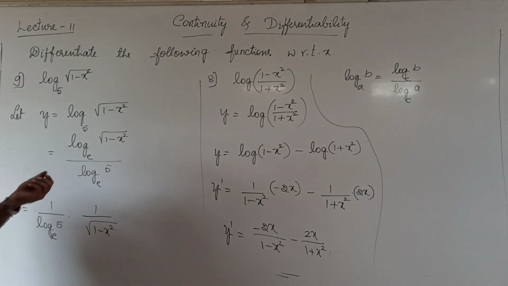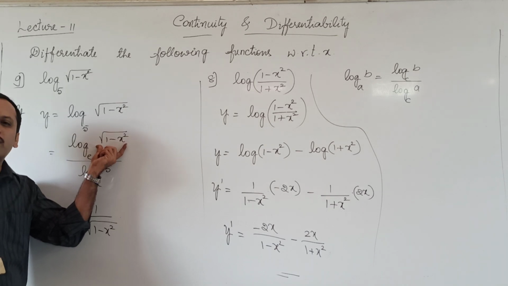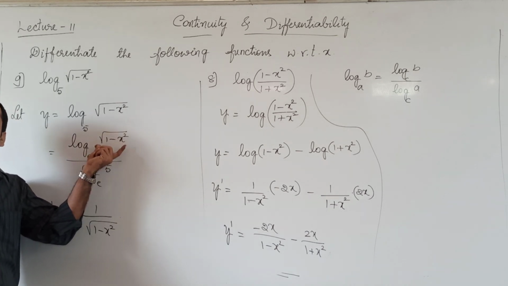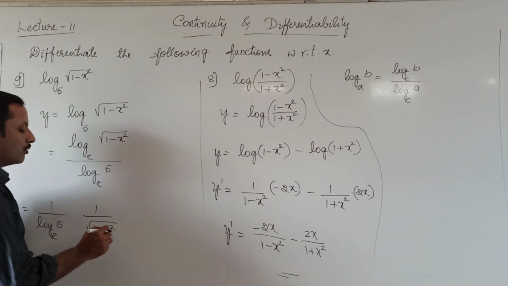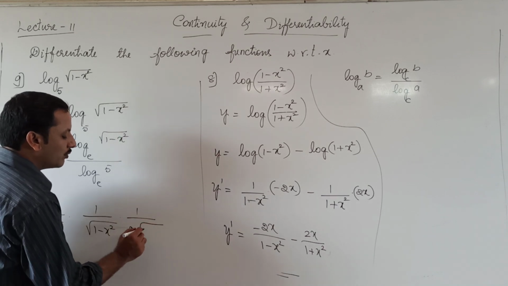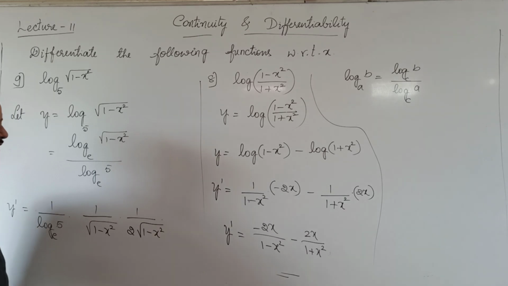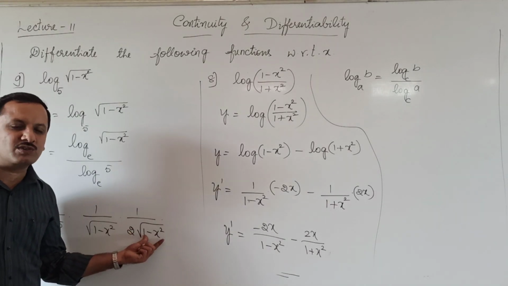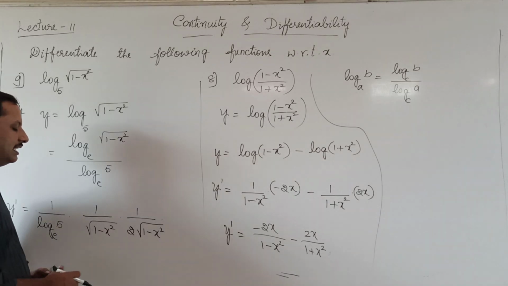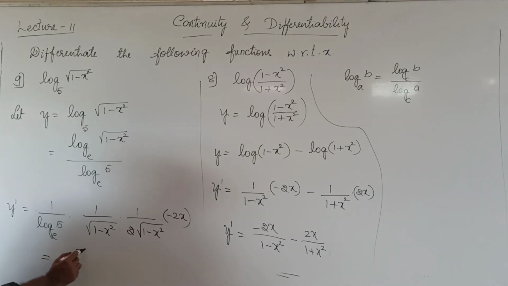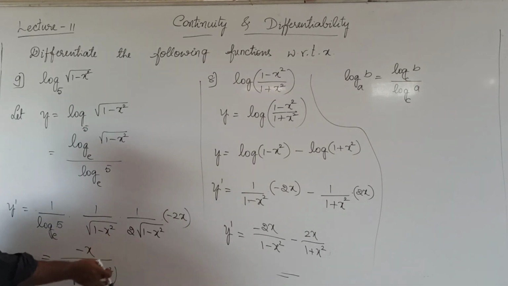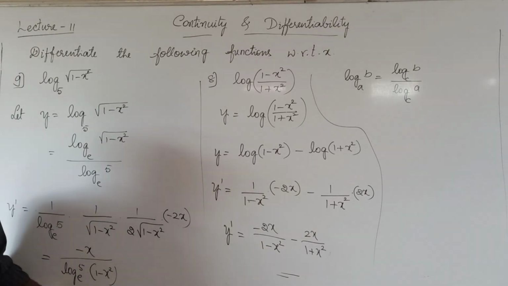Into what next? Now I want the derivative of root 1 minus x square. It looks like root x. The derivative of root x is 1 by 2 root x, so the derivative of root 1 minus x square is 1 by 2 root 1 minus x square, into the derivative of 1 minus x square, which is minus 2x. You can cancel the 2, and on simplification this gives minus x divided by log 5 to the base e into 1 minus x square, since root 1 minus x square into root 1 minus x square gives 1 minus x square. This is the answer.